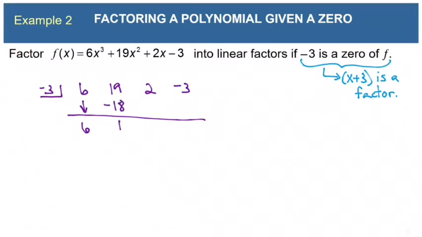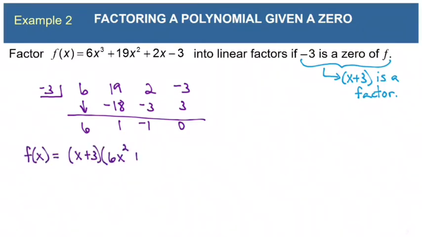Pull down, multiply, add, multiply, add, multiply, add. And that's not a surprise. We knew that was going to happen because we knew that negative 3 was a 0. But now what this does is it separates our function into two factors. See, I think this is really cool because this is something that we could not have factored on our own. But because they told us that negative 3 was a 0, we're able to do some factoring we could not have done using any other method.